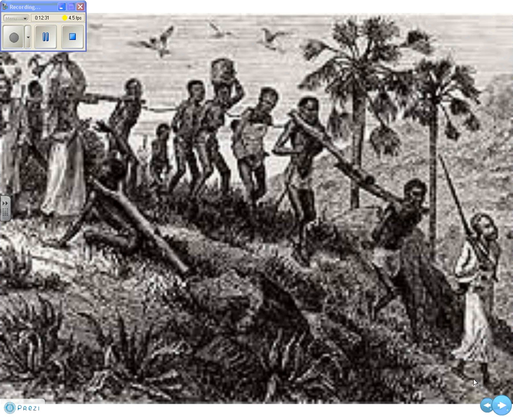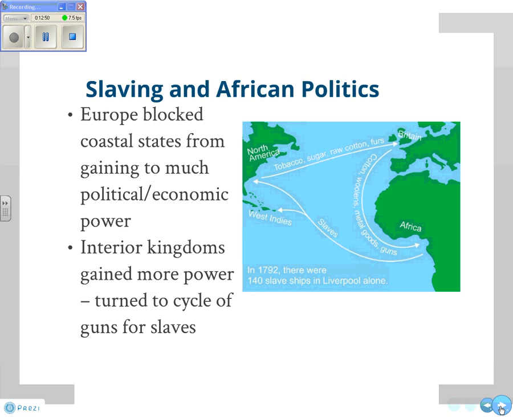Okay, this picture is just supposed to show you the idea that these are Africans who are taking other Africans as slaves. And you'll notice what he's holding down here. He's holding guns. They bought the guns and the ammo off the Europeans. In return, they traded slaves to the Europeans.